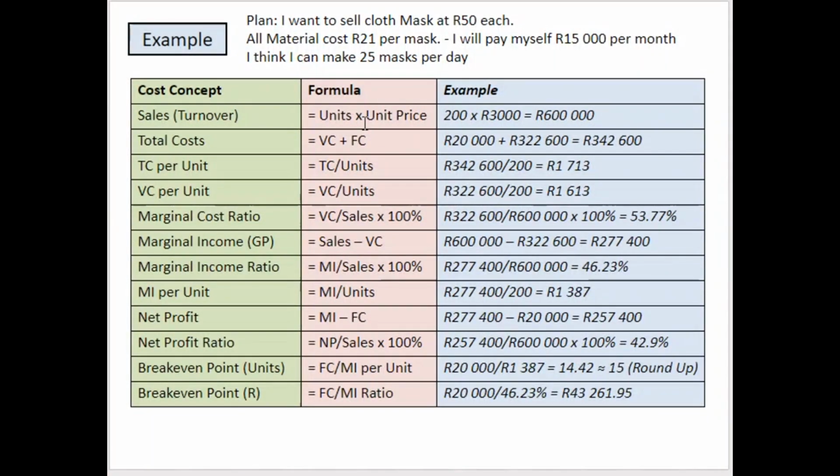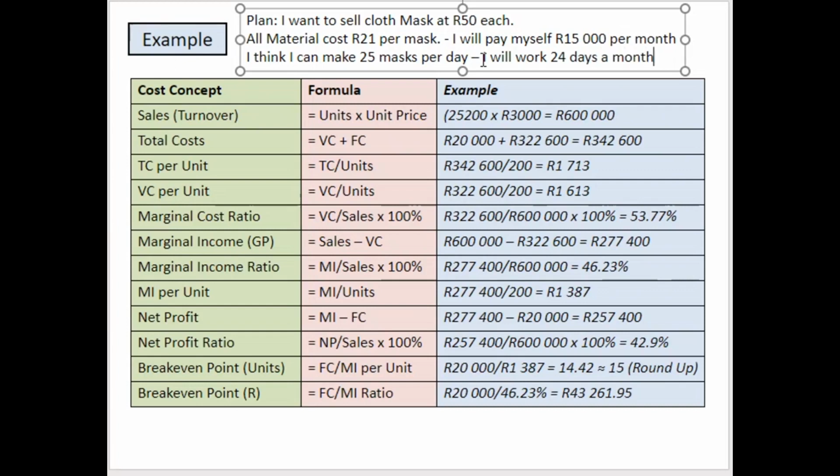Now let's see. Do I have the number of units? Yes, I have. My number of units is now 25. And let's say I will work 24 days a month. You're brave. No. Hey, it's COVID. You need to make money. And you've lost your job.